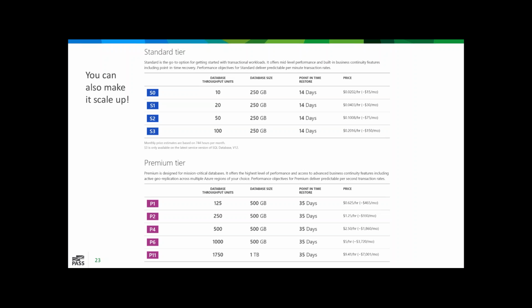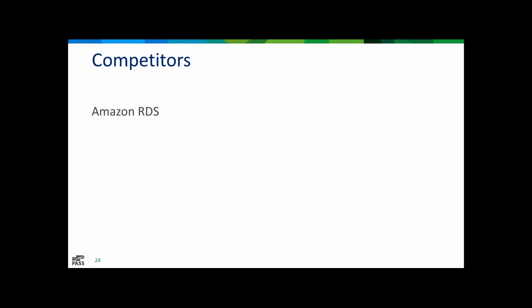Now P11, the DTUs are 1,750, and the price is $9.41 an hour, or roughly $7,000 a month. So you can have something that is very high performing, but it's also rather expensive.